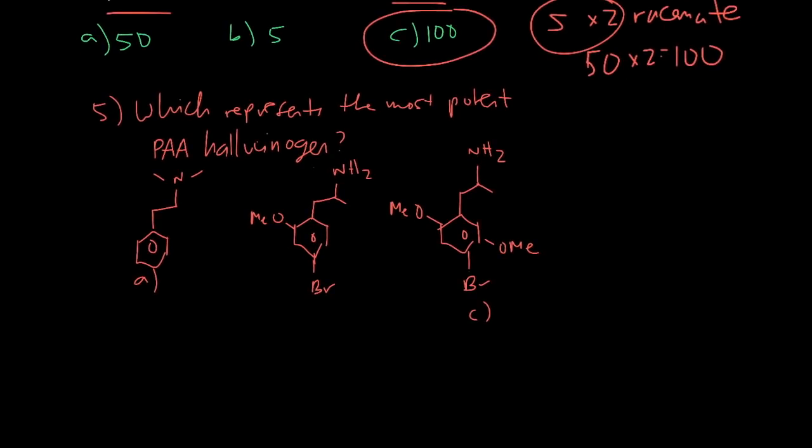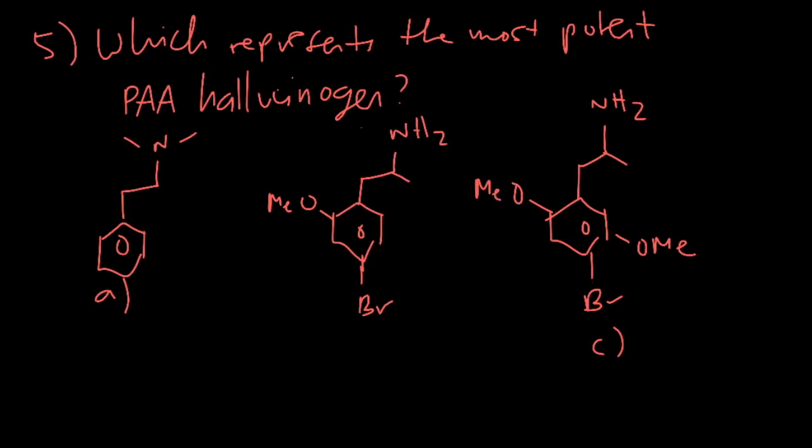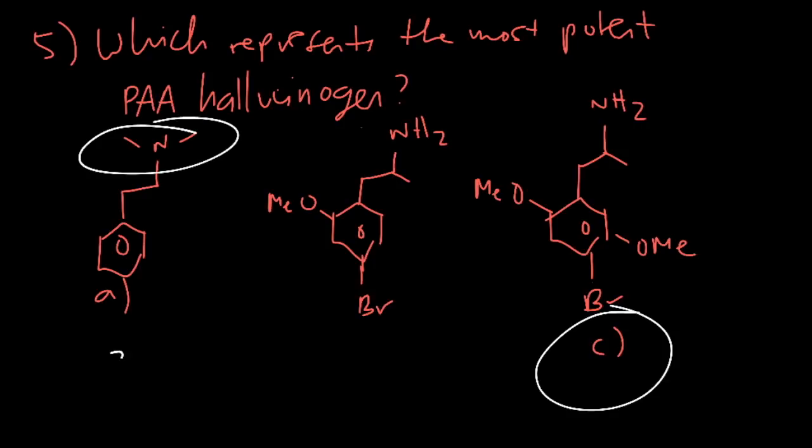Last question, number 5. Which presents the most potent PAA hallucinogen? Let me blow it up for you. So the answer is C. Okay, so let's go through this. You know that tertiaries for phenylalkylamines are not potent. So you can cross off A.